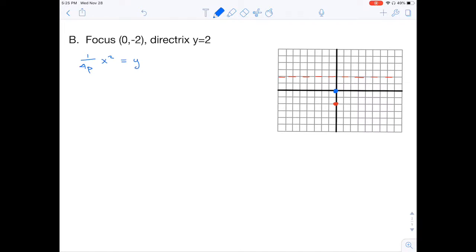Okay, so again, p is the directed distance from the vertex to the focus. In other words, from the blue point to the red point. That directed distance is -2. So I'm going to get 1/4 times -2, or 1/8. At this point, it's time to graph it. So what I want you to do is go make a table, and graph your function.